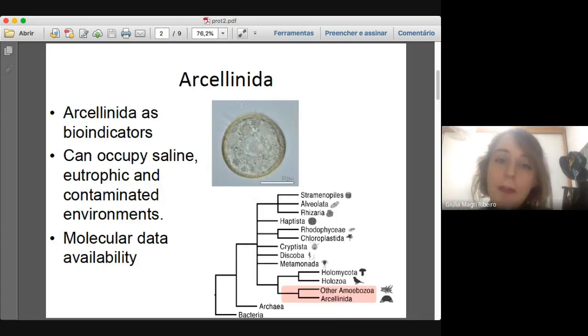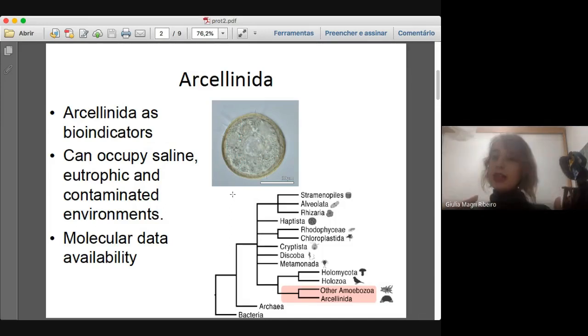Here I show you a picture of Arcella intermedia. This is an example of Arcellinida, and we can see in this picture that they have this outer shell structure that makes them useful for environmental diagnosis, because people can identify these organisms by the morphology of the shell, and this makes them really useful as bioindicators. They are also versatile organisms because they can occupy saline, eutrophic, and contaminated environments.